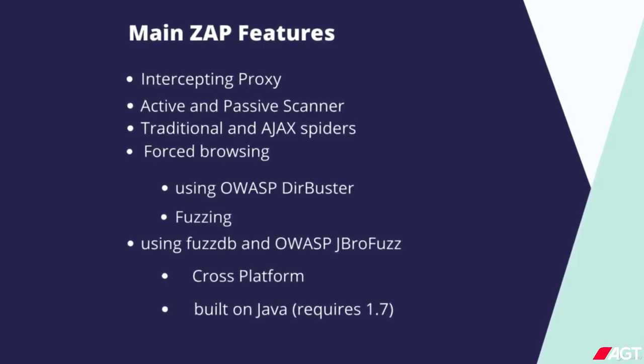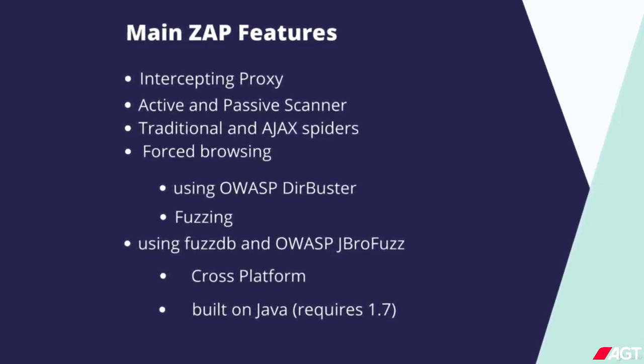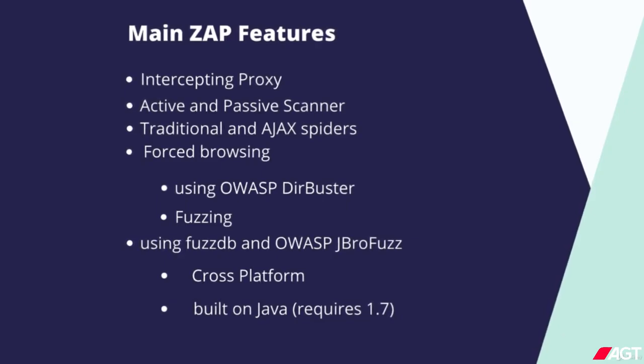Main ZAP features: intercepting proxy, active and passive scanner, traditional and Ajax spiders, forced browsing using OWASP DirBuster, fuzzing using FuzzDB and OWASP Zed Attack Fuzz, cross-platform and built on Java, requires 1.7.